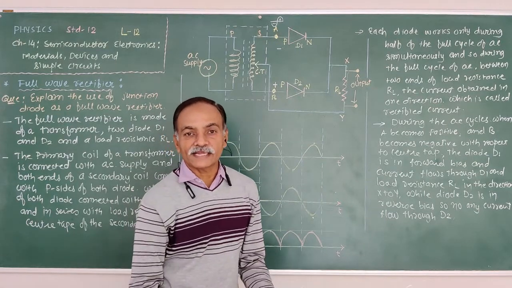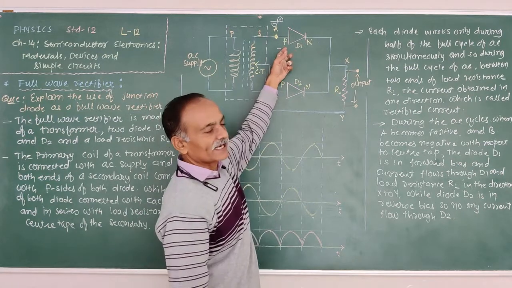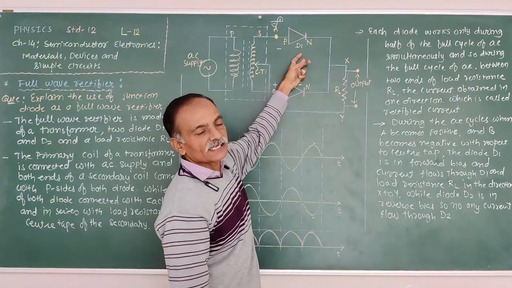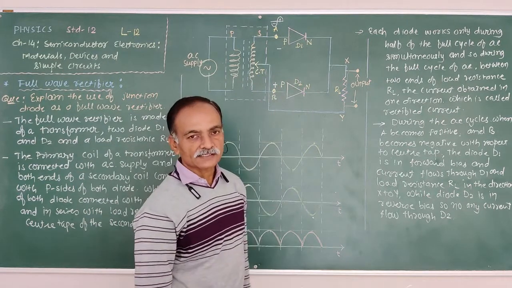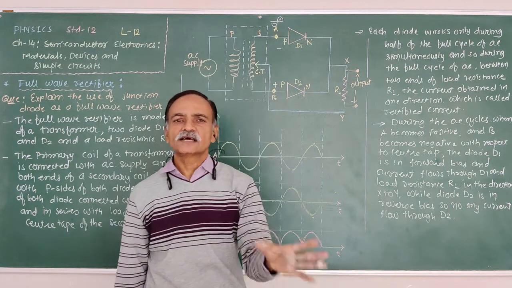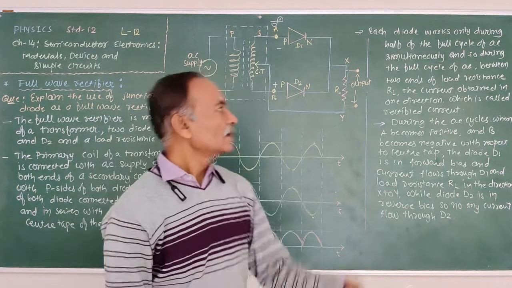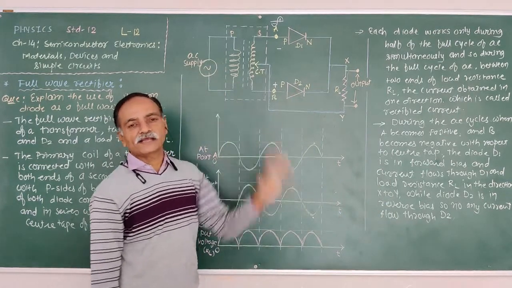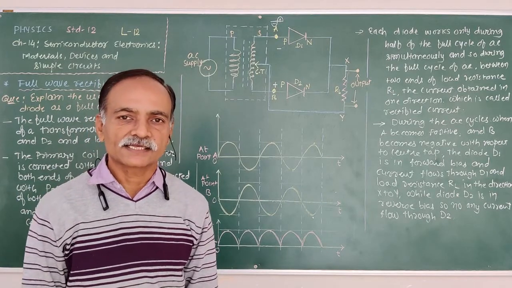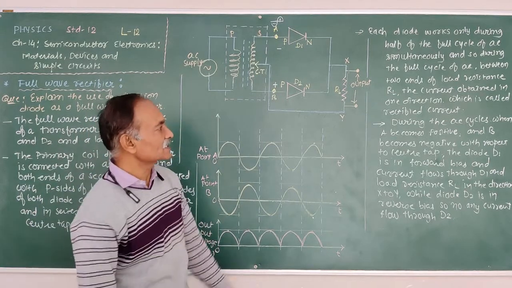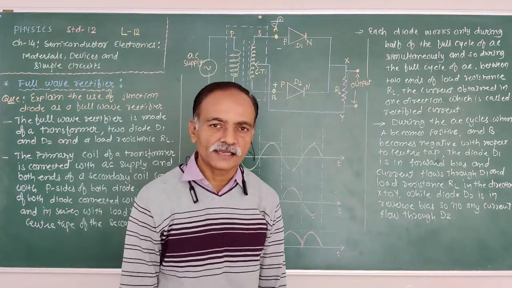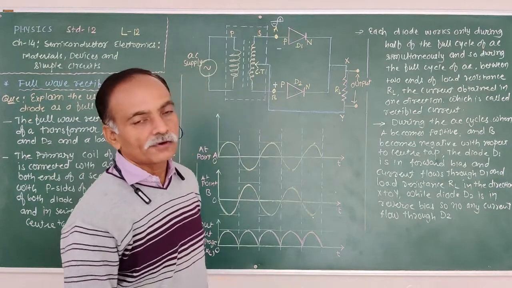Next, coming negative half cycle, A becomes negative, B becomes positive with respect to center tap. D1 is in reverse bias, D2 is in forward bias. Now the current flows through the D2 and low resistance RL. Thus, both diodes work only during the half cycle of the full AC cycle, and continuous current flows through the load resistance RL. So that is the full wave rectifier.